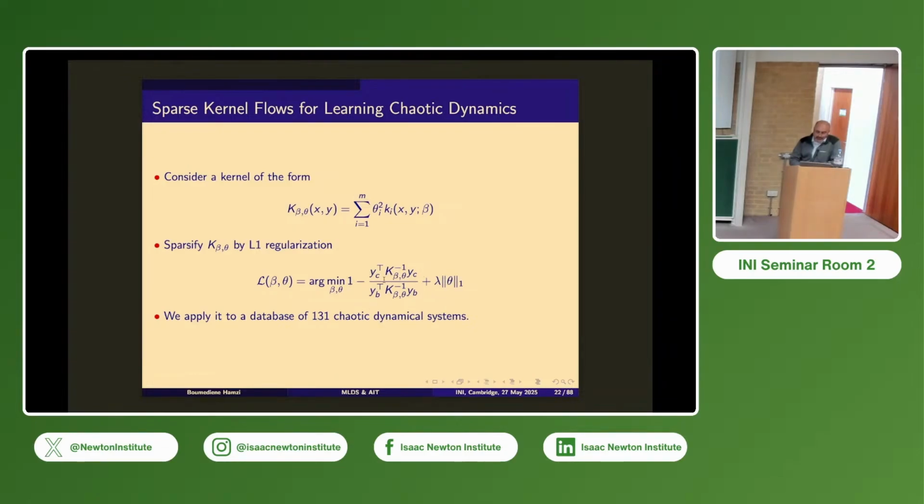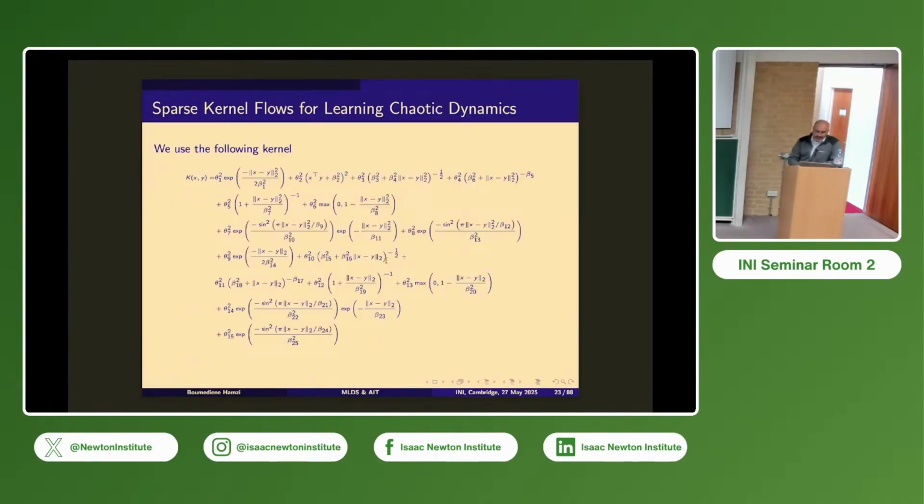If this is short term, we could keep the relative error. If it's long term, we can put Lyapunov exponents here, or MMD if we are interested in statistical behavior, or Hausdorff distance between the reconstructions of the attractors if we are interested in geometric behavior. Our goal is then to learn an entire database of chaotic systems. We started initially with 131, but then the database got expanded to 135.